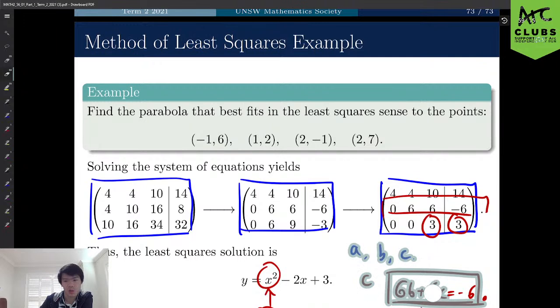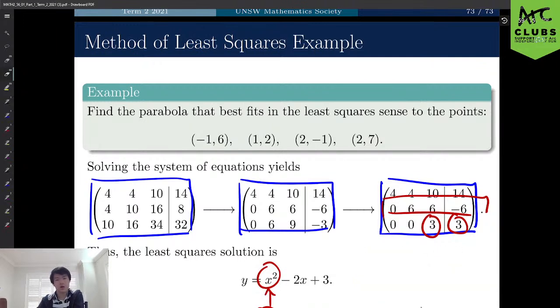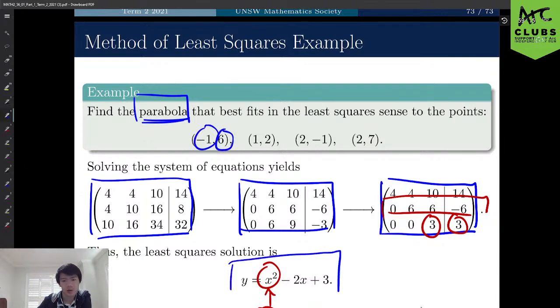It doesn't matter whether it's a line or a parabola or even an exponential fit. All you really have to do is find the equations that you're trying to solve for. For example, you sub in x, you sub in y, and then you can find out your parameters. And that's how you do a least squares solution.